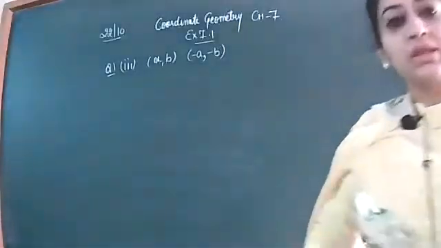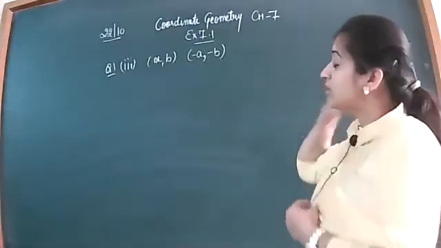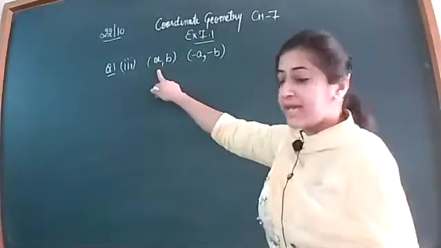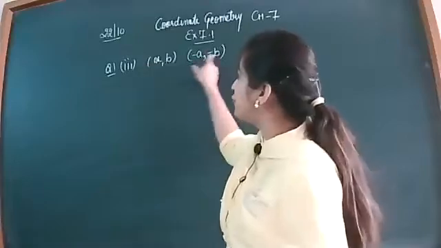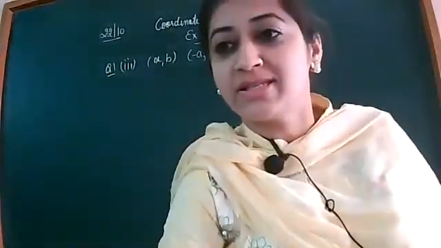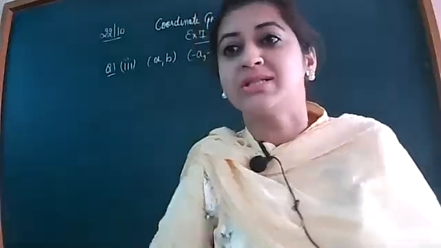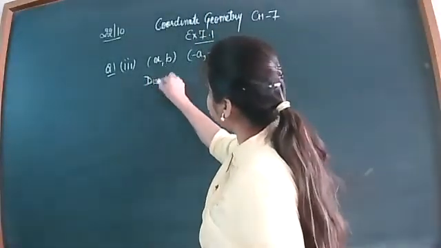Yes, beta. First question, third part we are starting. In the third part, you have given the coordinates a comma b and minus a comma minus b. You have to find the distance between these 2 points. So for finding the distance, you have to use the distance formula. So I will write here distance formula.